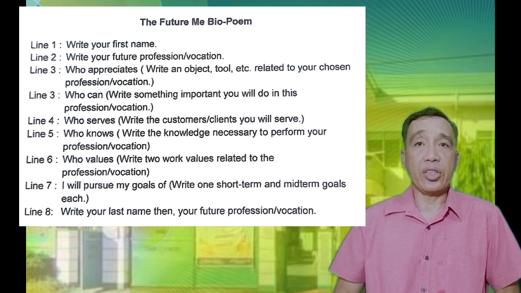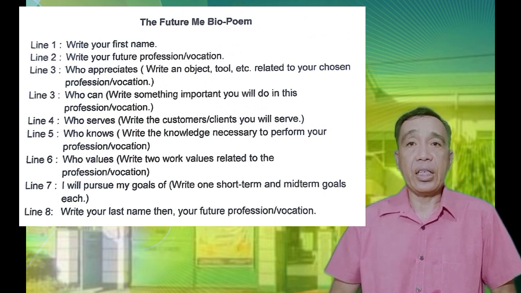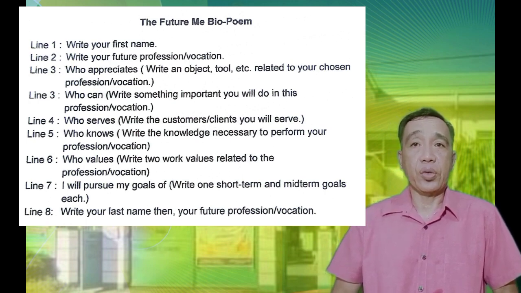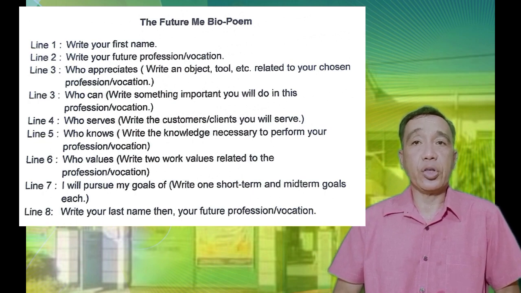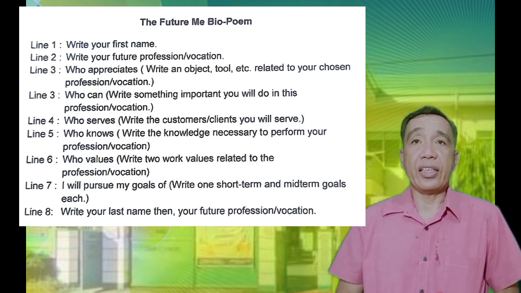Line 1, write your first name. Line 2, write your future profession or vocation. Line 3, who can. You have to write an object, tool, etc. related to your chosen profession or vocation. Line 4, who serves. You have to write the customers, clients you will serve.